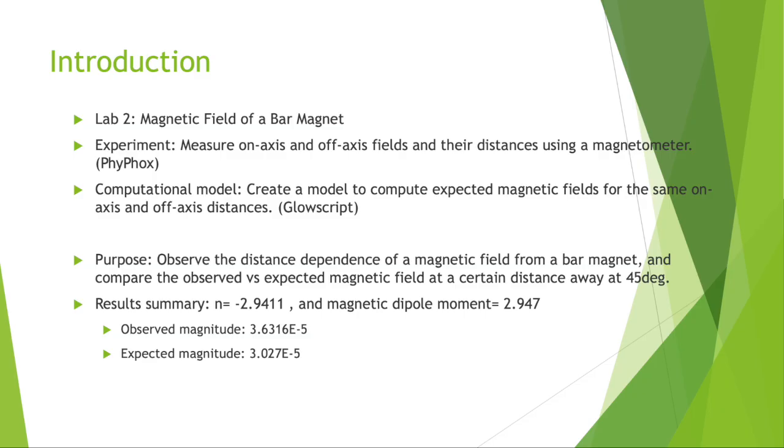For the results, I got that n in the distance dependence formula equals negative 2.9411 and the magnetic dipole moment is 2.947. Also, the observed magnitude for my experiment was 3.6316 times 10 to the negative 5 Tesla, and my expected magnitude for my computational model was 3.027 times 10 to the negative 5 Tesla.